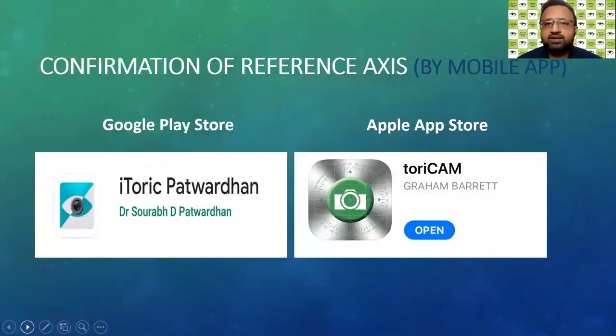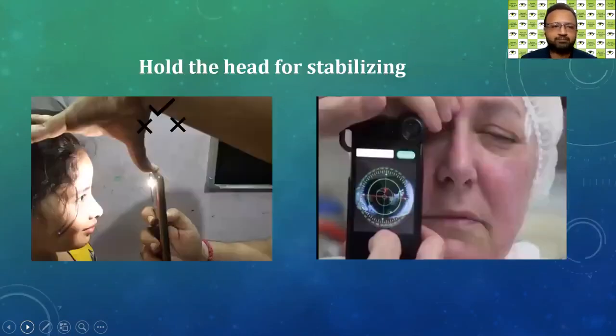But when we are doing the reference marking, how can we understand that this reference marking is actually 180 degree or a little bit apart? There are now two mobile apps that make it very easy to confirm the reference axis. For Android users, there is the iToric app by Patvardhan on the Google Play Store, and another is Toricam by the great Dr. Graham Barrett for Apple users. They are available in the market, and free to download. So we can easily understand the actual axis of our reference marking by these two apps.